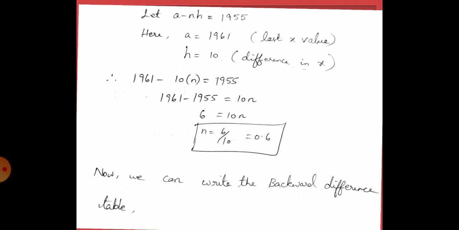Now we can write the backward difference table. As usual, we have to write the backward difference table. Only the del is different here. So x, y, del, del squared, del cube, del power 4. Write the x values and y values. As usual, del: 66 minus 46 is 20. Then 81 minus 66 is 15. 93 minus 81 is 12. 101 minus 93 is 8.